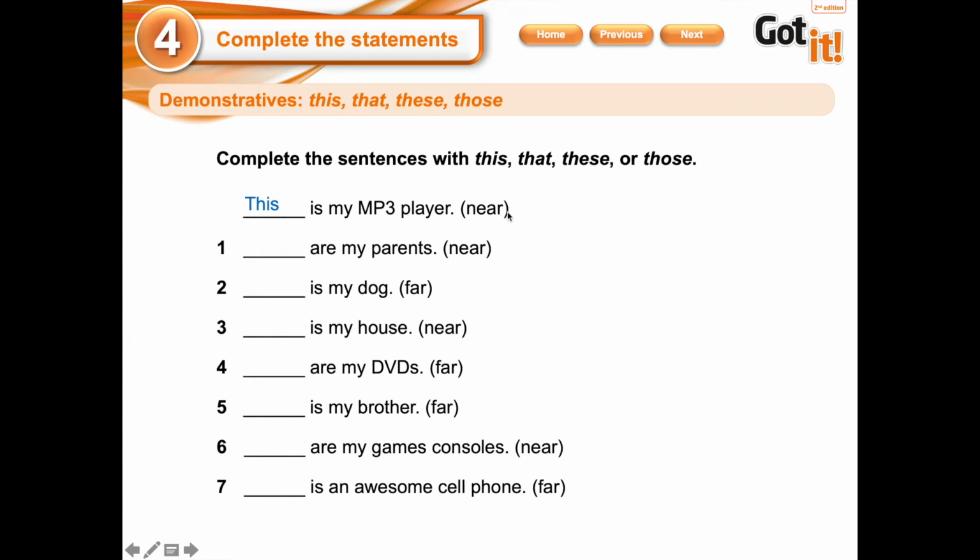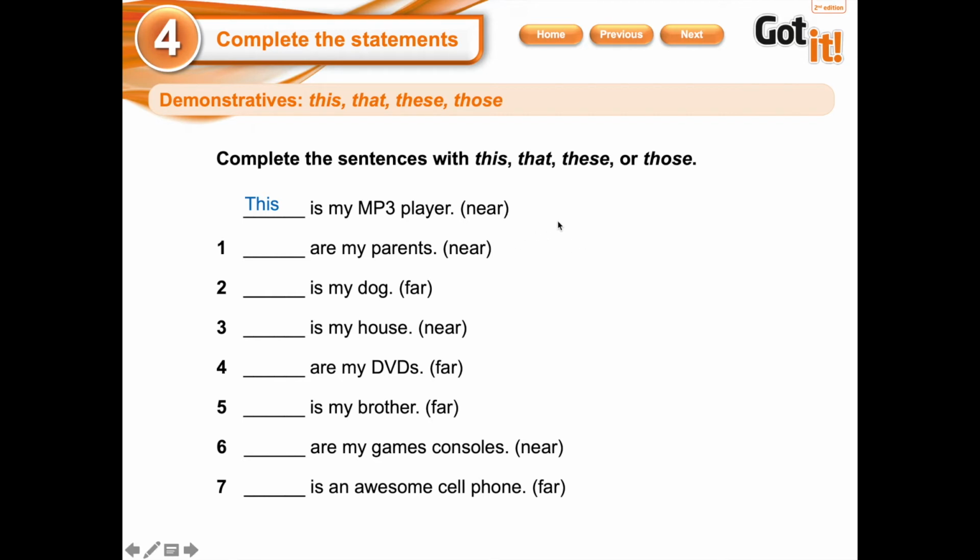But here it says near, and that is far. So for that reason it is this. Let's continue with number 1. "___ are my parents." When I am talking about parents, I am talking about mother and father, or mom and dad, so 2 people.